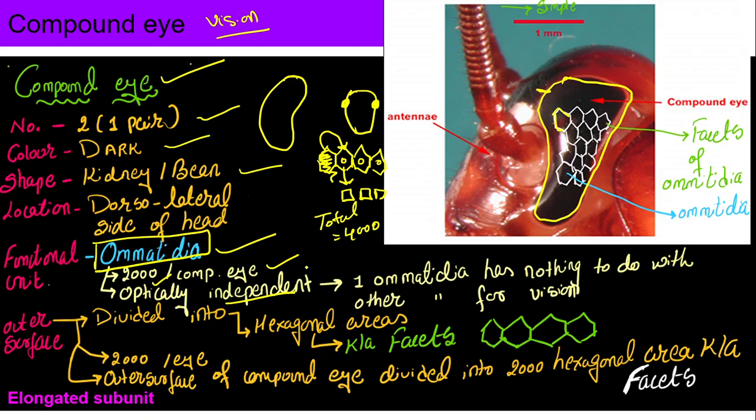Okay. Now I have told you about one ommatidia. Now the outer surface of ommatidia, if you will see the outer surface, so this which you can see I'm drawing with the yellow color, this is the outer surface of one ommatidia.